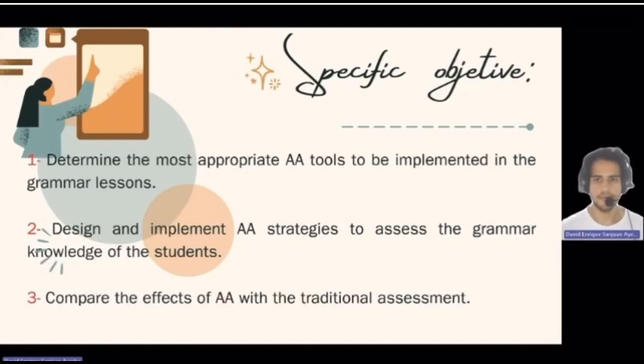There we have the specific objectives. The first one is determining the most appropriate AA tools to be implemented in the grammar lessons. The second one is designing and implementing AA strategies to assess the grammar knowledge of the students. And the third one is comparing the effects of AA with the traditional assessment.